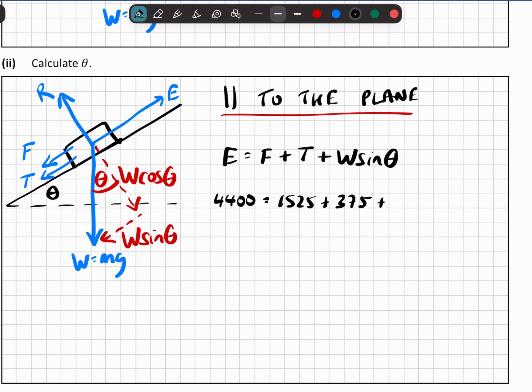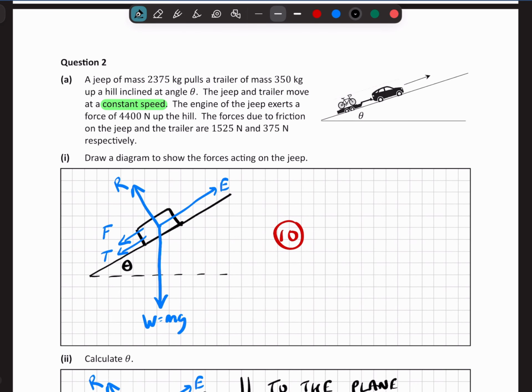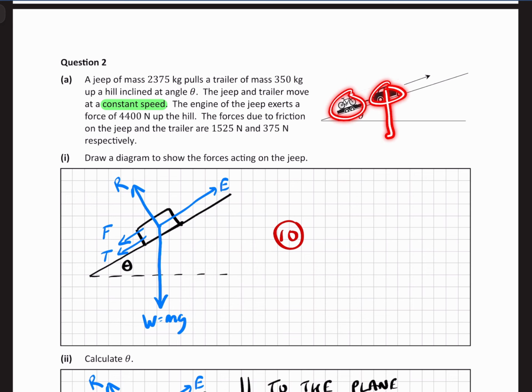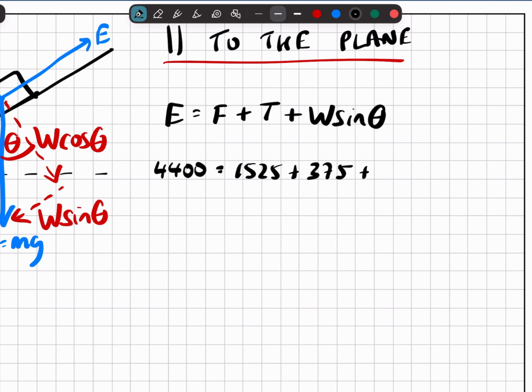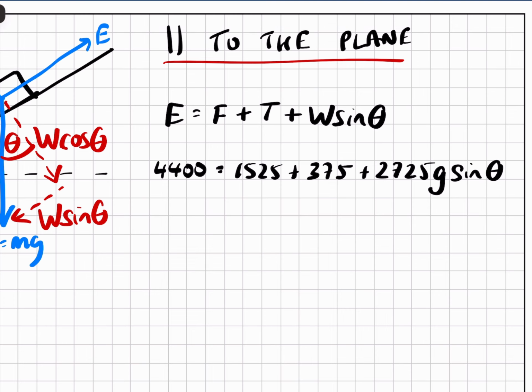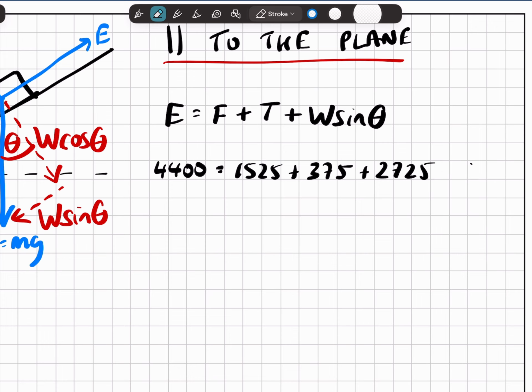Now, just be really careful with the mg here. If you want, you can solve these as 2 separate things and realize that you have to do mg of both, or you can just put them together. 2375 plus 350 gives me 2725. So for the mass here, for mg, you can say 2725 g sine theta. And g as well, while I'm here, might as well put it in, is 9.8. So I can say 2725 by 9.8 sine theta.